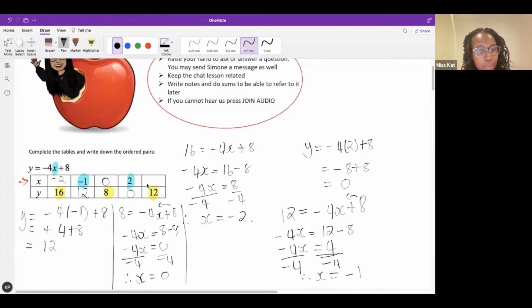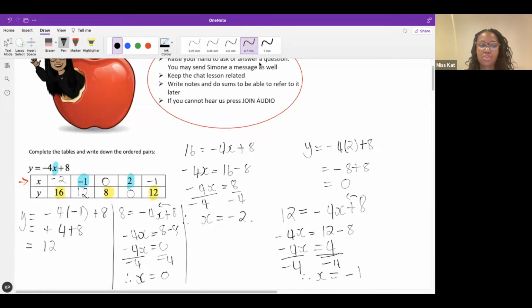Did I substitute properly? Yes, because here's the output already. Okay, guys, have we answered the full question, though? It said complete the table, so we've done the first part. But there's something missing here. What did they ask us to do in the instruction?